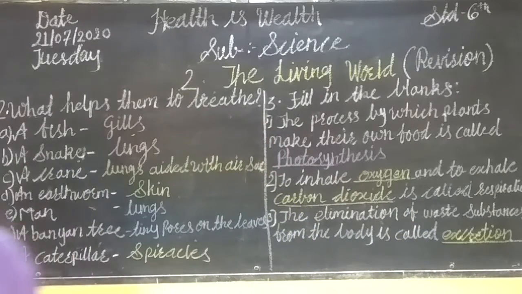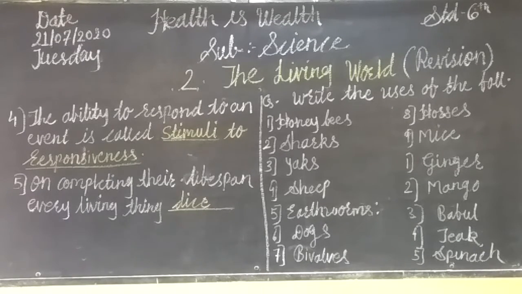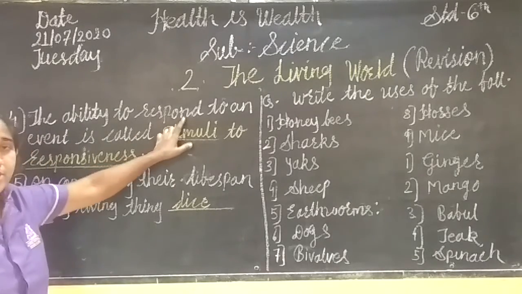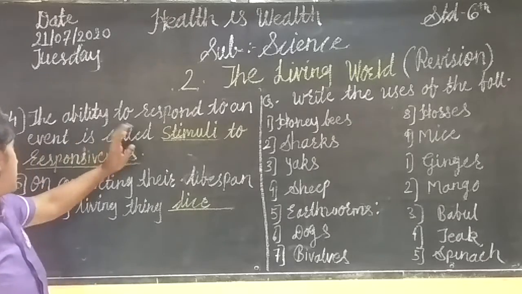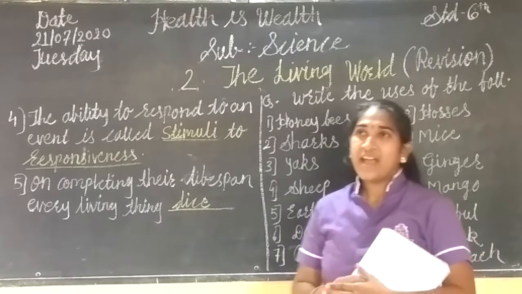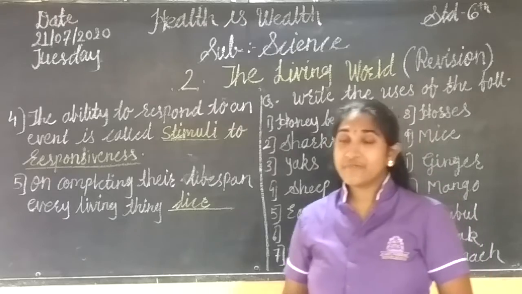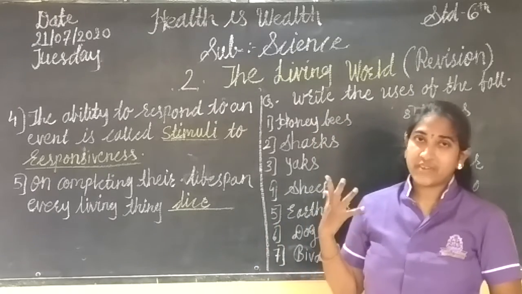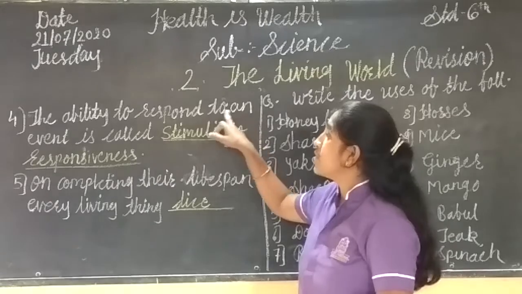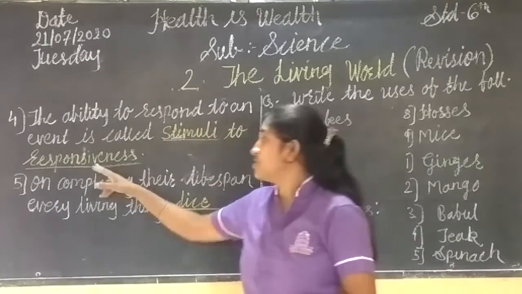Then next is question number 4. Students, our fourth question is: the ability to respond to an event is called. We already learned that some plants respond. If someone pinches you or some hot substance touches you, what will happen? Suddenly we give a response, right? Like that, the ability to respond to an event is called what? That is stimulus or responsiveness.